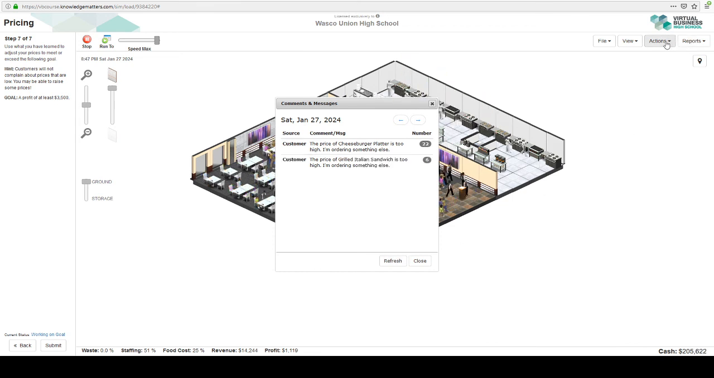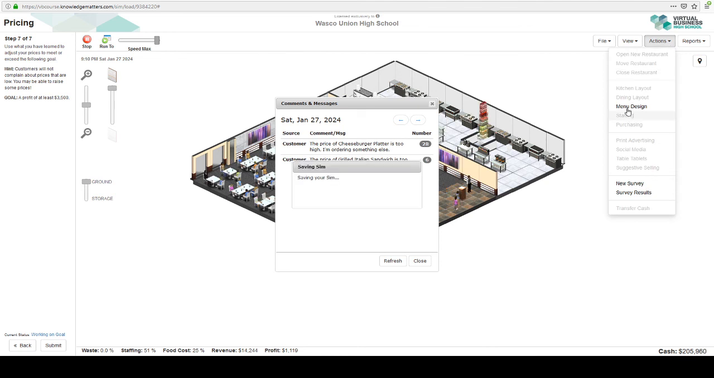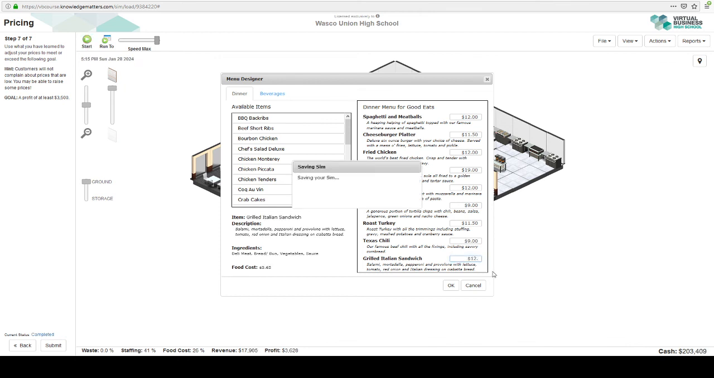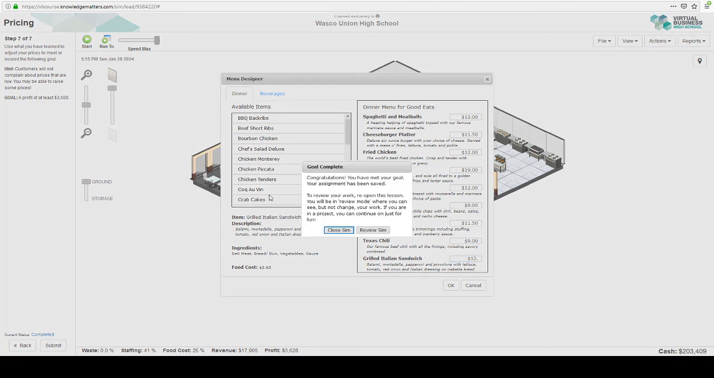Ooh, the grilled Italian sandwich. We'll drop down to 12. See if that makes any difference. Didn't it just say? What's going on here? Oh, and I already met the goal. Okay, so hopefully this helped you.